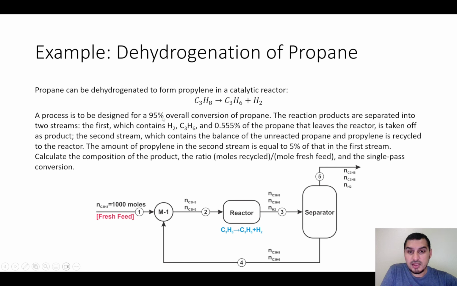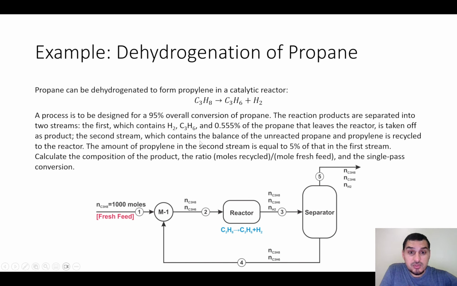So we have 95% overall conversion of propane. The reaction products are separated into two streams. So this is the separator. The products are stream number 3, separated into two streams. The first contains propane, propylene, and hydrogen, and we are told that the propane C3H8 in stream number 5 is 0.555% of the propane that leaves the reactor. So this is a relation between the number of moles of propane in stream 3 and the number of moles of propane in stream 5.